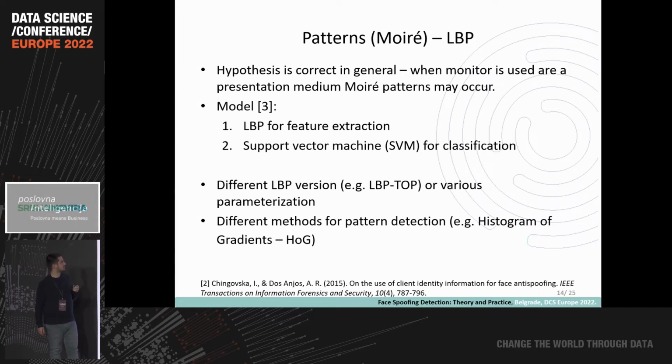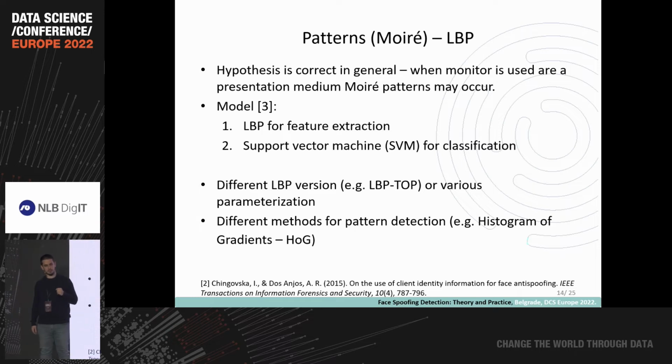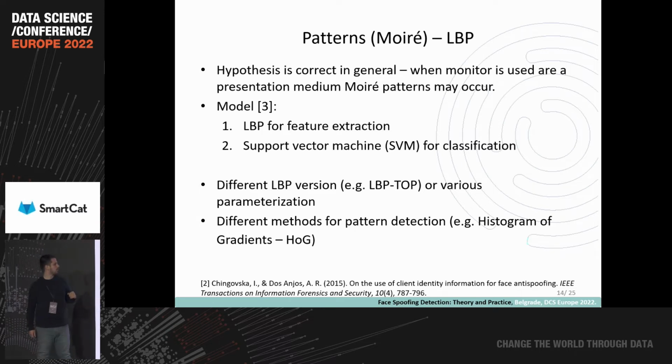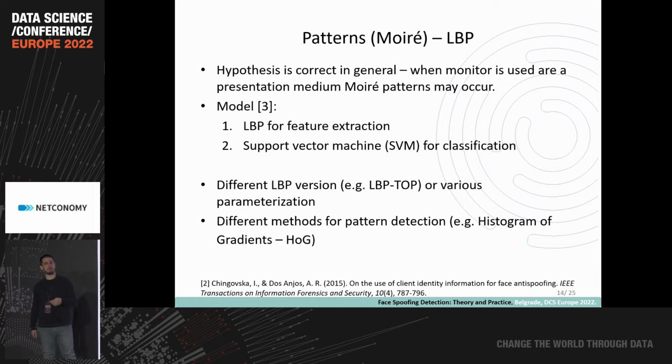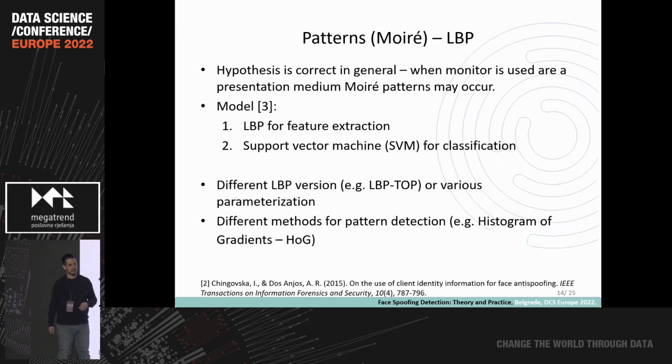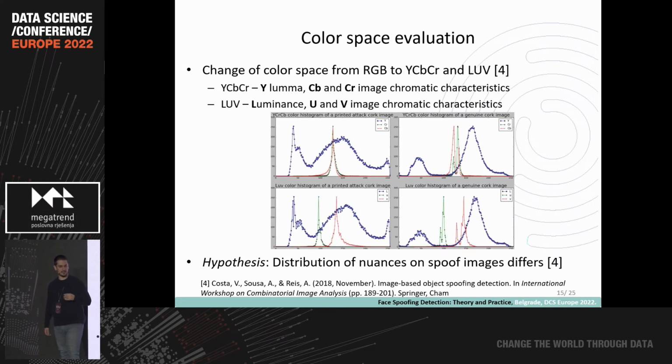The meta model for this approach is to use LBP for feature extraction, and then to use some classifier. Support vector machine is the most common choice for classification. There are many versions and implementations of this model in literature and in practice. Some authors suggest replacing LBP with LBP-TOP, using some, let's say, uncommon parameterization of this model, using different pattern detection models such as HOG, histogram of gradients, and using various classifiers.